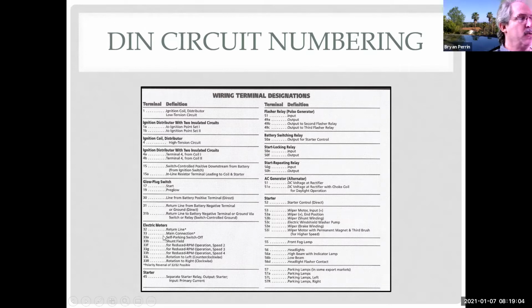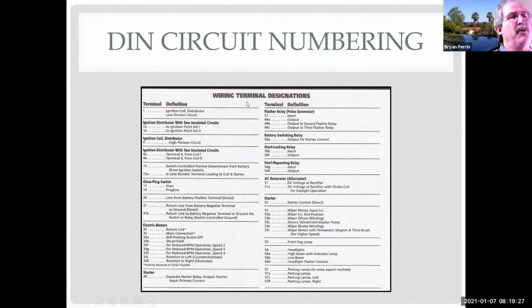Down to the glow plug switch or electric motors, starters, relays. They also have some standardization on their colors with DIN. So unlike domestics that tend to be all over the place with the colors, European vehicles are very, very precise on what you can do with what color wire. So DIN is what that is.